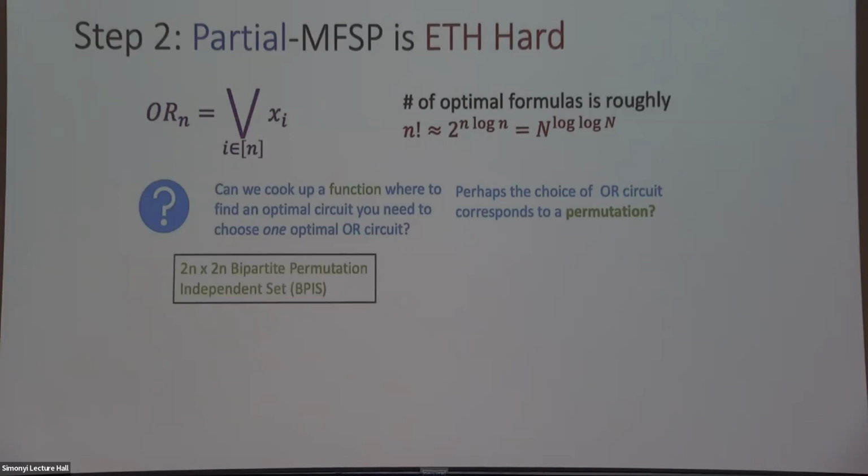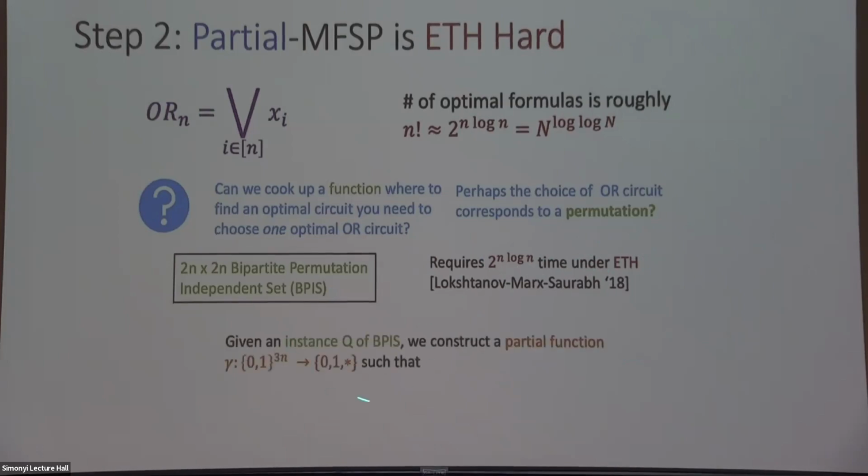And it turns out that this is possible. I won't tell you so much about how it's possible, but there's this problem that sounds kind of nasty, but it's actually quite nice: 2n by 2n bipartite permutation independent set. It's like taking every NP-complete problem and putting all their names together. It was shown earlier by people interested in parametric complexity that this requires 2 to the n log n time under ETH. And we're able to give a reduction from this problem to computing the complexity of partial functions. I won't tell you too much about how that's proved.